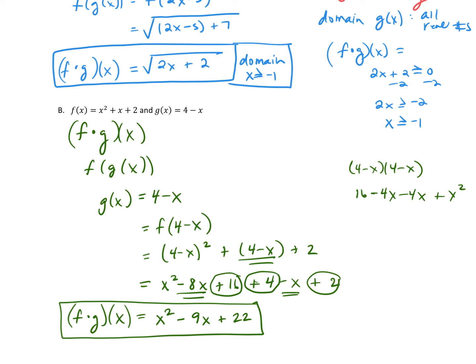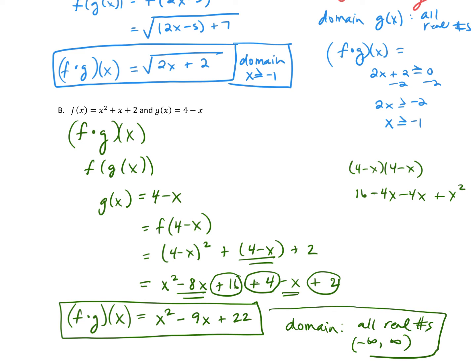Now let's go through our domain. So our domain is the intersection of G of x. So G of x function, 4 minus x, there's no restrictions there, so all real numbers. And F following G of x, x squared minus 9x plus 22, no restrictions there. So the domain of the composite function is all real numbers. Again, interval notation, negative infinity to infinity. All of these are appropriate ways to write your domain.